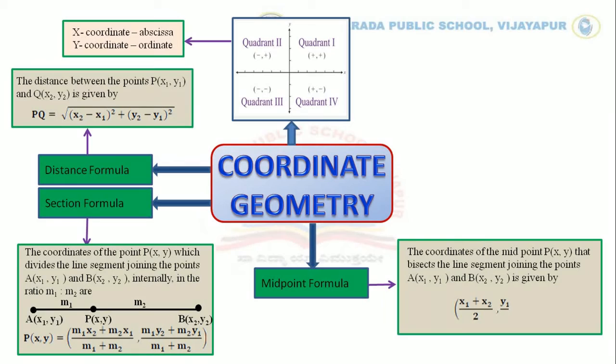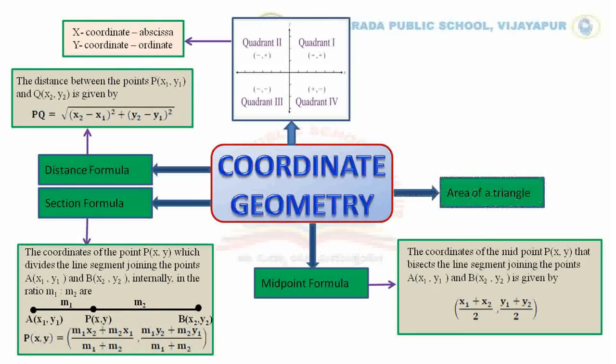Therefore, the formula to find the midpoint (x, y) that bisects the line segment joining the points A(x1, y1) and B(x2, y2) is given by (x1 plus x2) divided by 2, comma, (y1 plus y2) divided by 2, because m1 and m2 both become 1 here. Therefore, 1 x1 plus 1 x2 divided by 1 plus 1, which is 2.